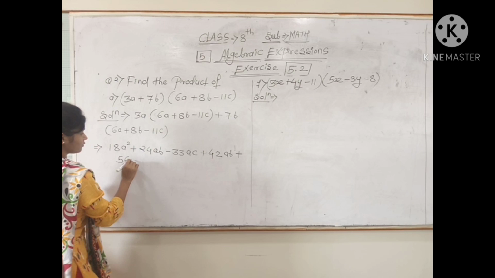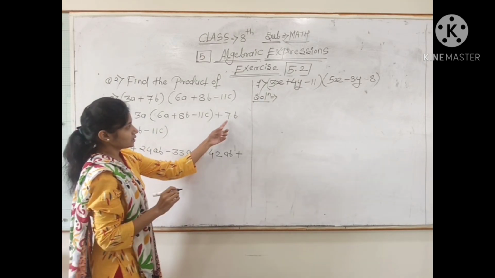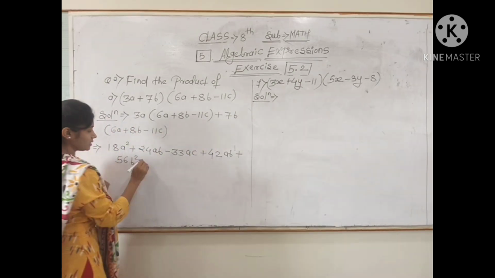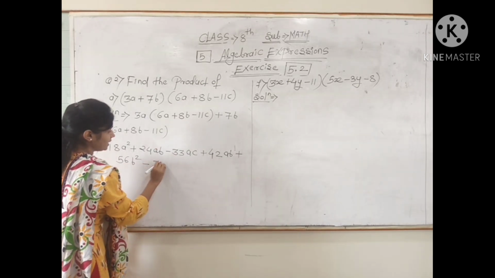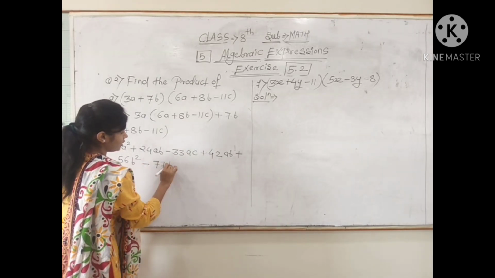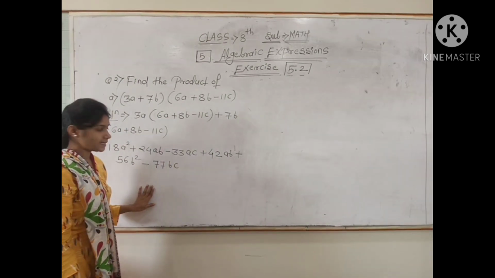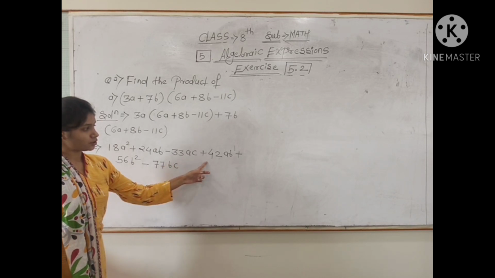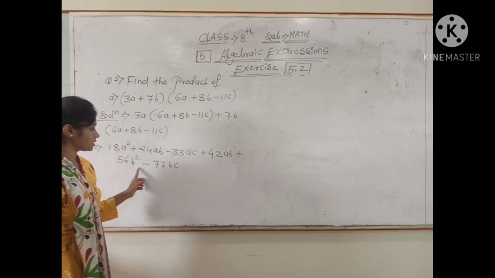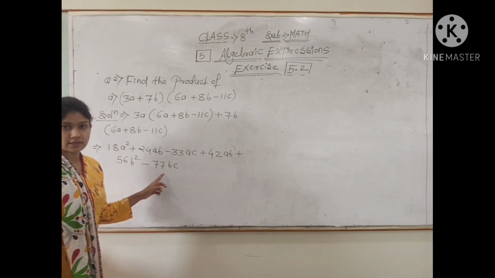b multiplied by b is what? b square. Okay. Then 7b multiplied by minus 11c. What is that? Plus minus is what? Minus 11 7s are 77. b multiplied by c is what? bc. Okay, student. The next step is 18a square plus 24ab minus 33ac plus 42ab plus 56b square minus 77bc.